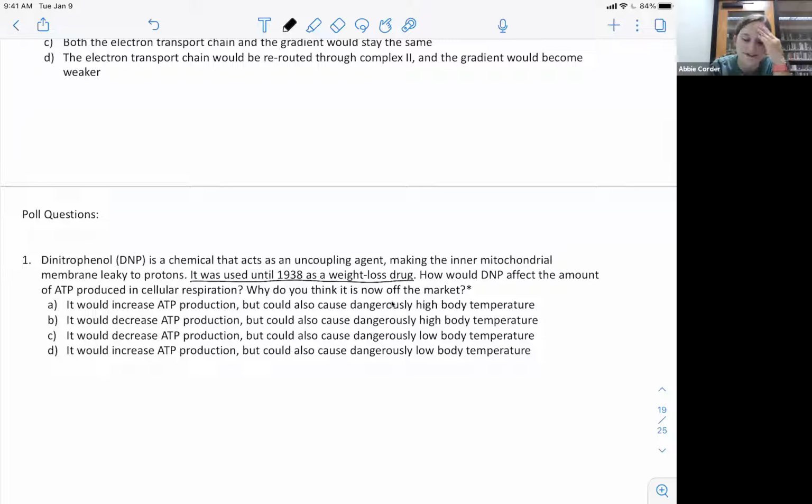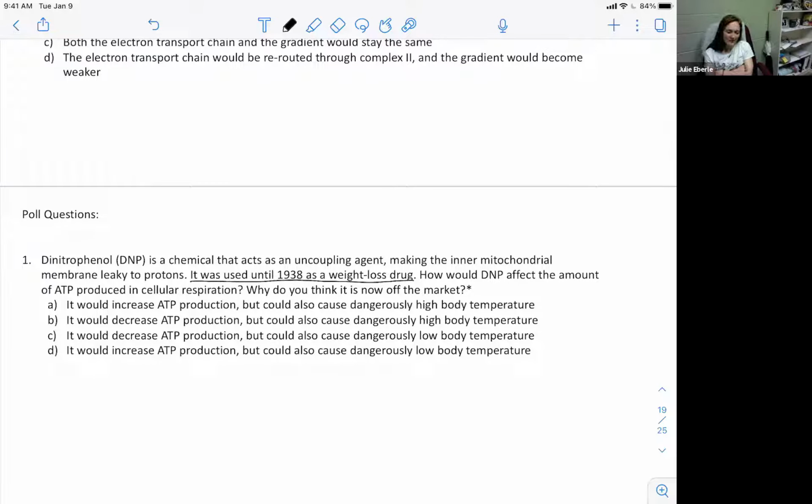I want to change my answer. Okay, everybody's voted. Okay, in the poll, we got some different results here. I'm going to share what we got. So let's talk about this. I want to hear from y'all. What do y'all think?